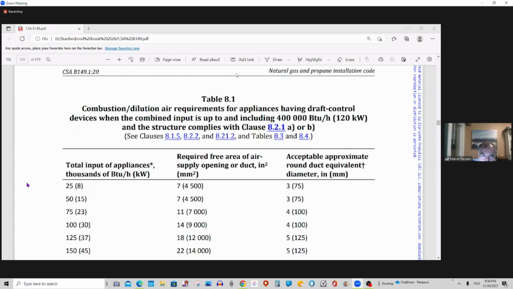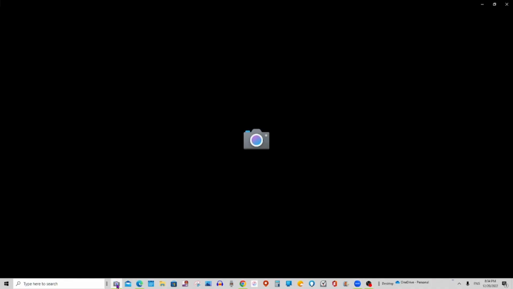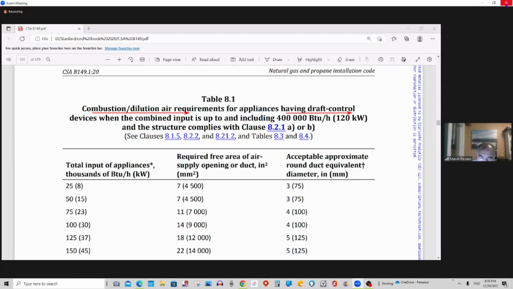So in this table, it gave you three pieces of data. First, it said calculate what? Combustion dilution air. For what? Having draft control. So first, we have the appliance, natural draft, with the draft control. Second, total BTU does not exceed 400,000 BTU. And third, it is installed in a tight house. So you got it? Three things.